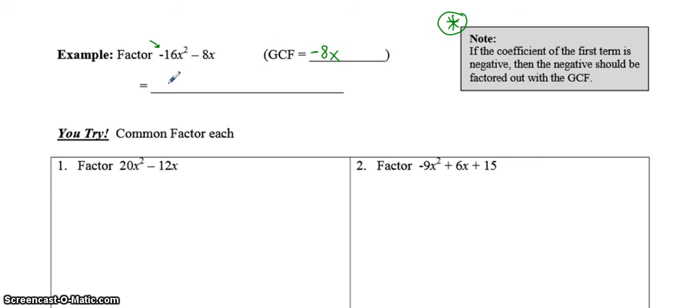So your final answer has the greatest common factor on the outside, and now divide each of these terms by negative 8x. Negative 16x squared divided by negative 8x is 2x. Negative 8x divided by negative 8x is positive 1.